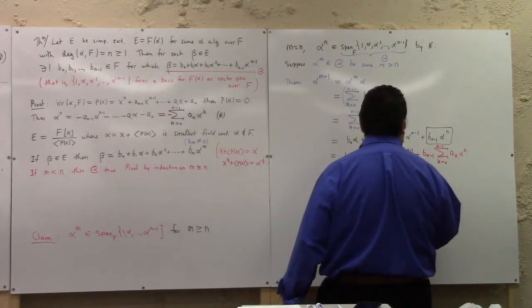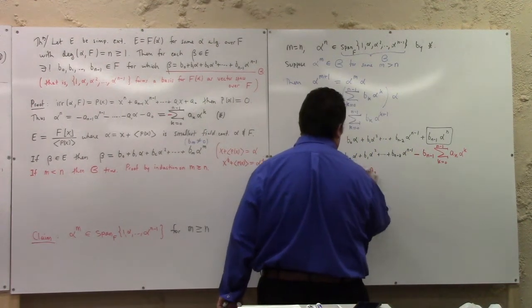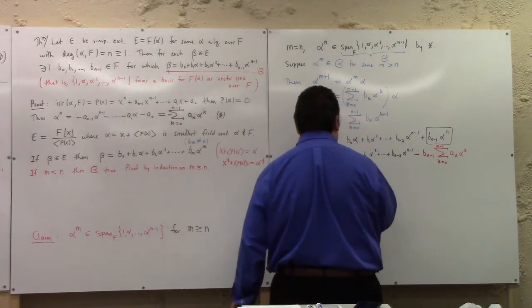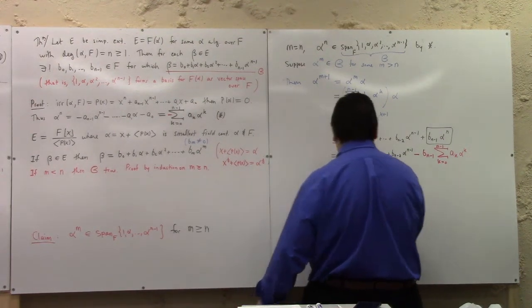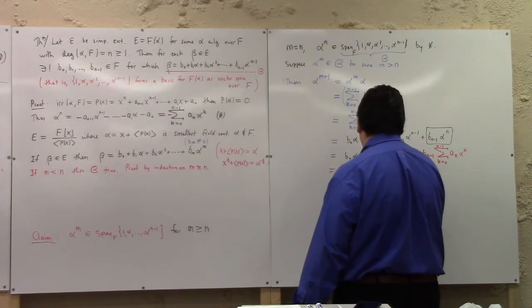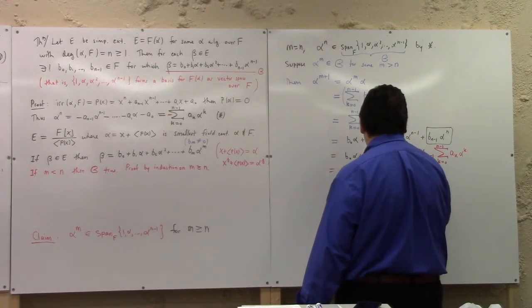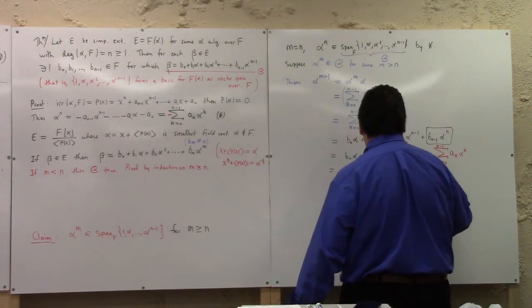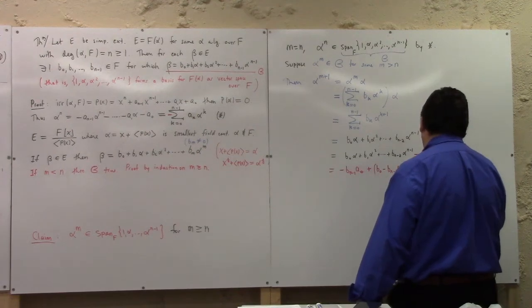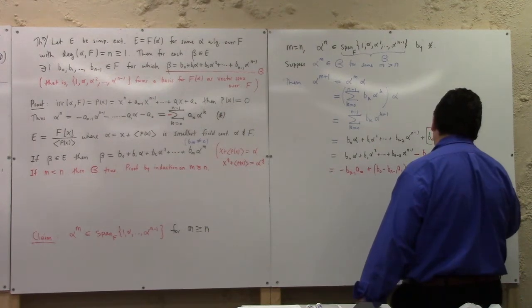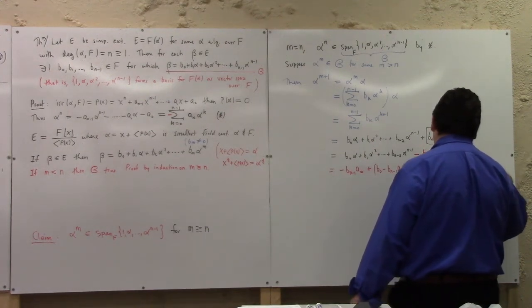Oh, I'm sorry. No. Good grief. Try this again. So this one gives us minus b sub n minus 1 a sub 0. That is the term with no alphas. And then plus the next one is actually b0 minus b n minus 1 times a1 alpha. Eventually you get to b n minus 2 minus b n minus 1 a sub n minus 1, alpha to the n minus 1.